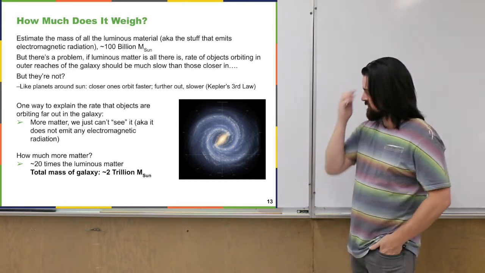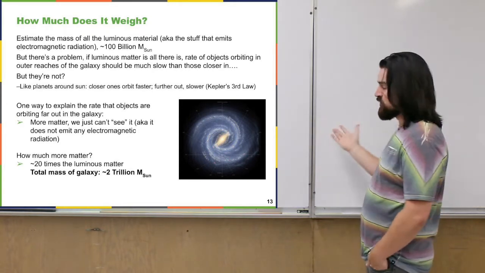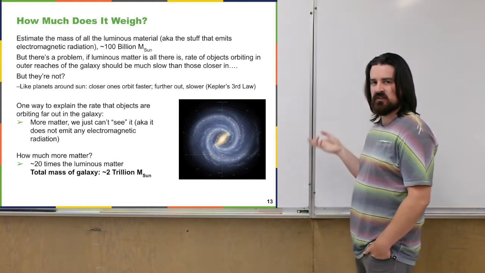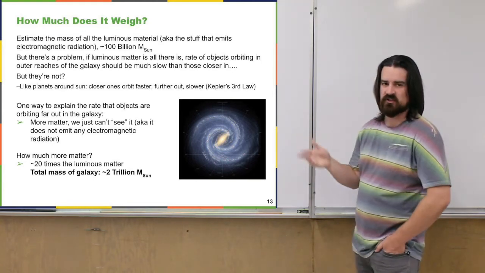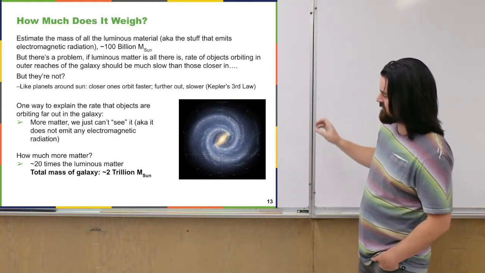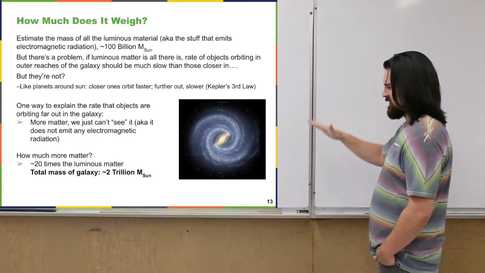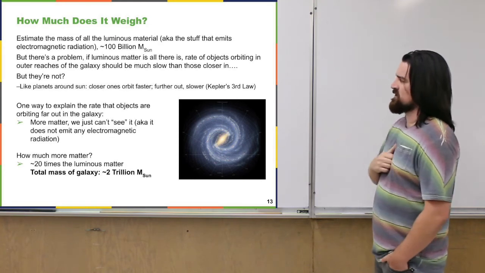Well, it turns out it's just not. We look out, we observe, and we find that the stuff near the edge of the galaxy is still moving very quickly, generally as fast as the stuff in the middle-ish and even towards the center of the galaxy. It varies a good bit, but it's still much, much faster than you would expect.